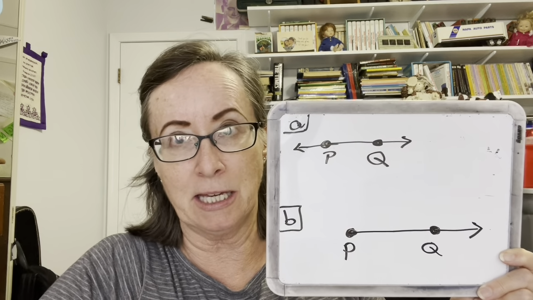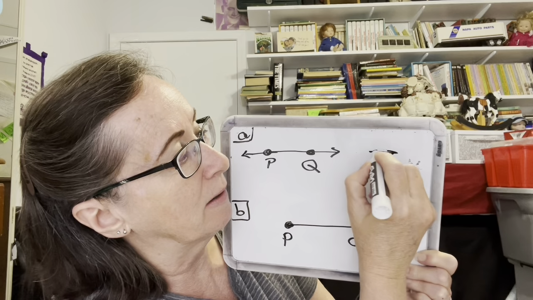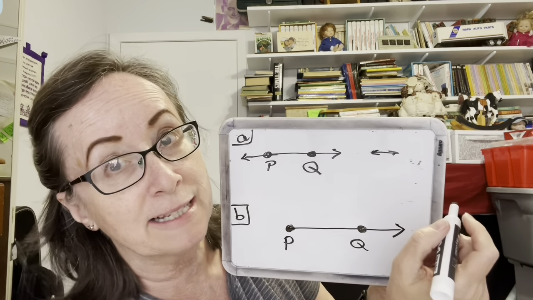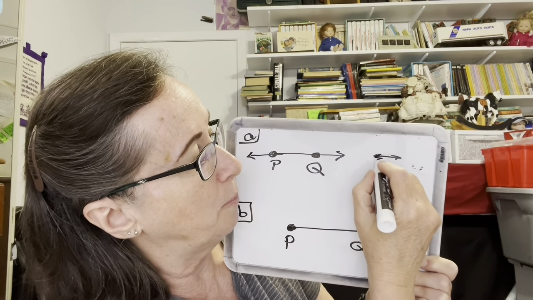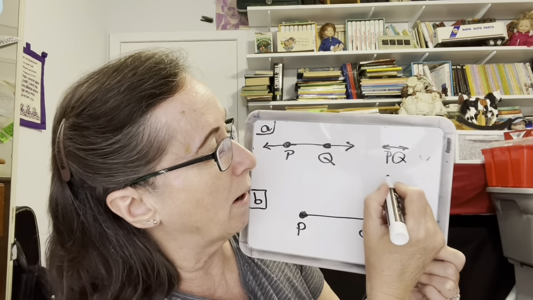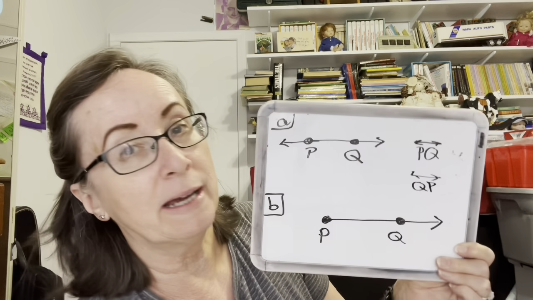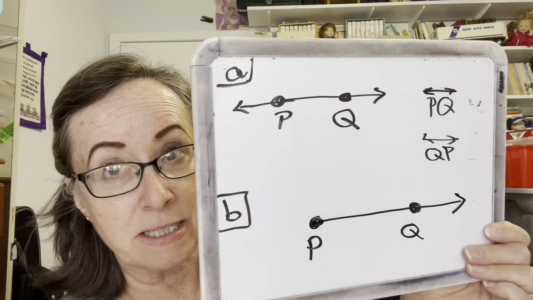And naming it on paper is important. We make a little line with arrows to show that it is a line, and we put PQ right underneath it. Okay, or line QP right underneath it. That's all there is to it.